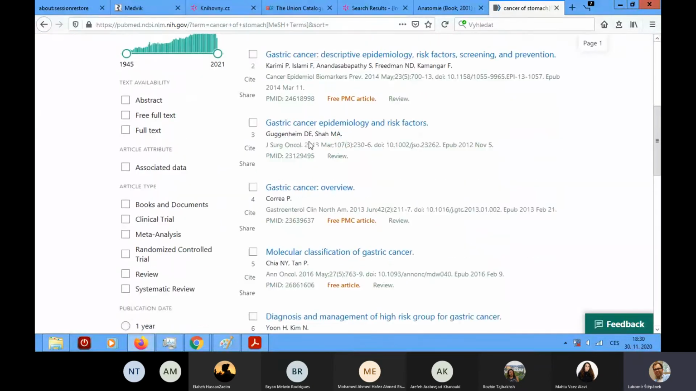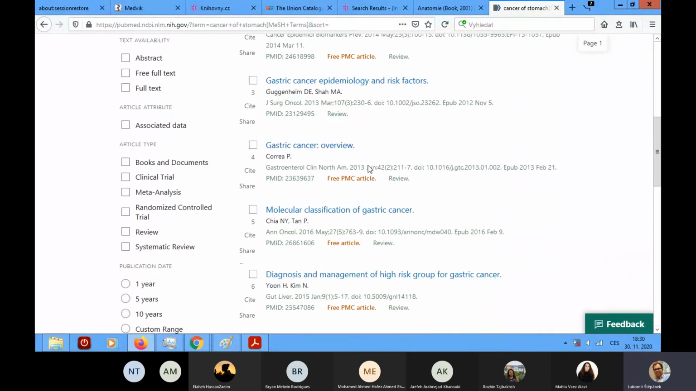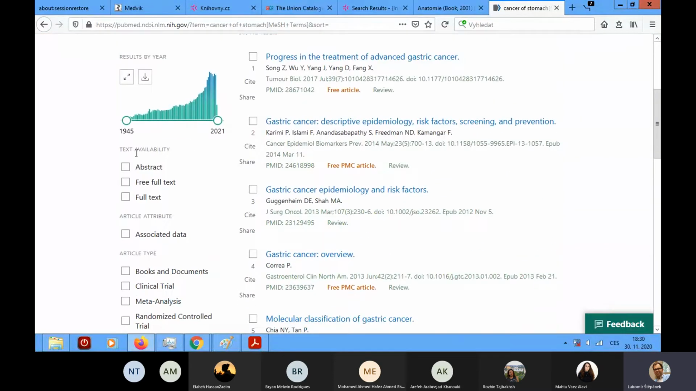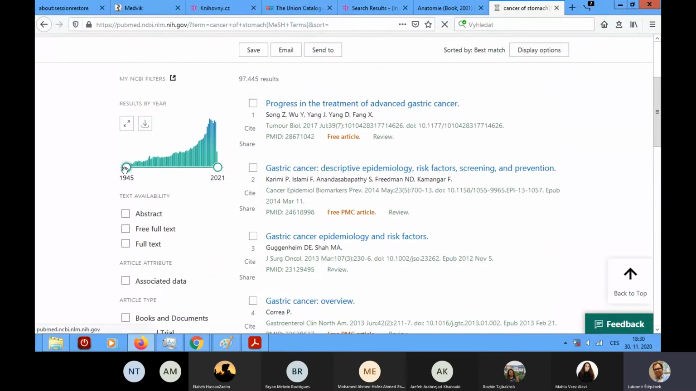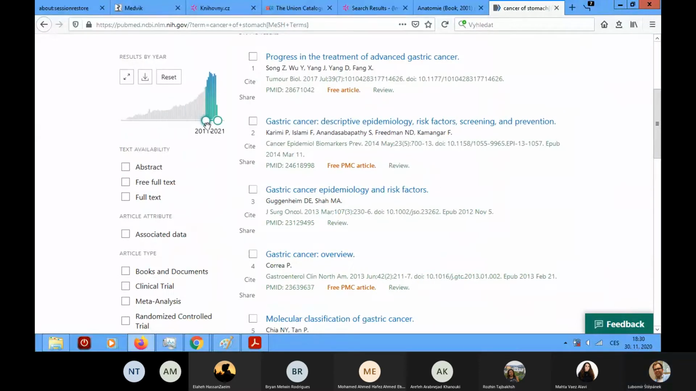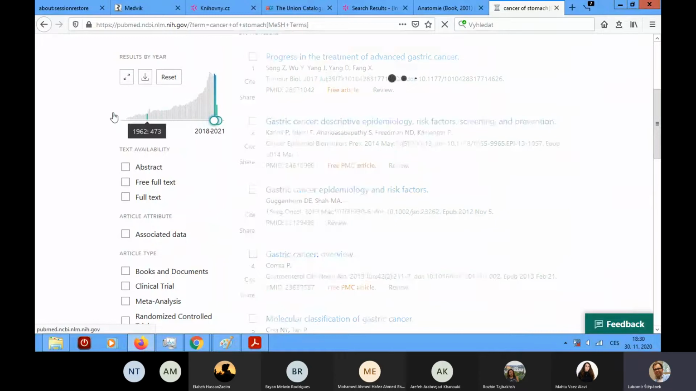It works very well. It seems to work very well because you got some overviews. You can also limit it, for example, to up-to-date results, like the last 3 years, let's say.